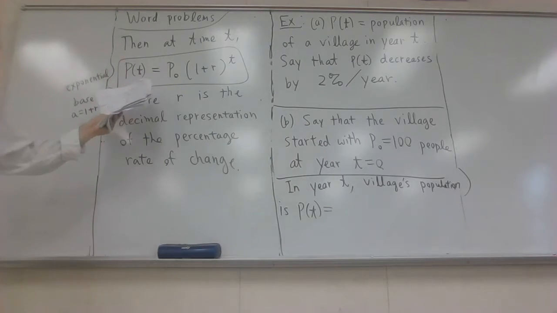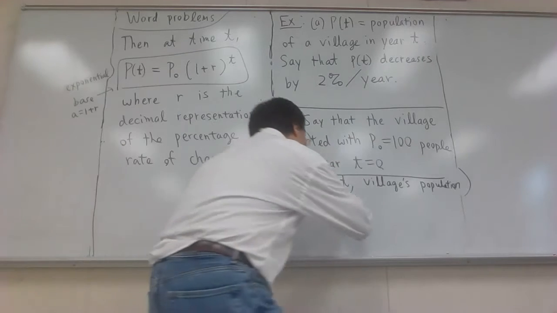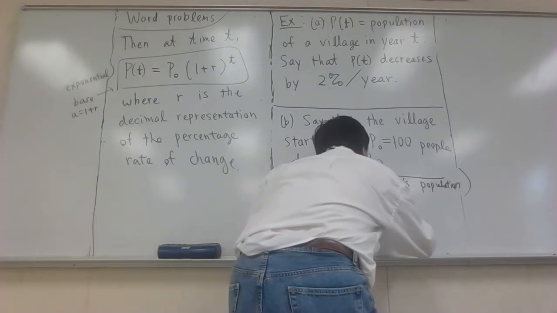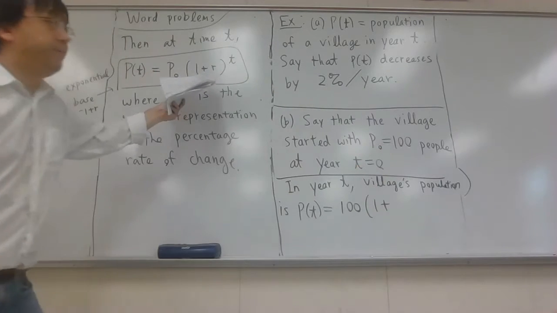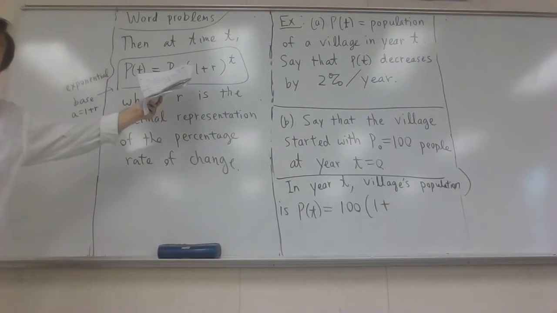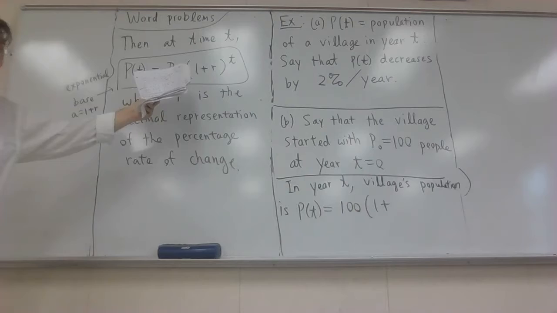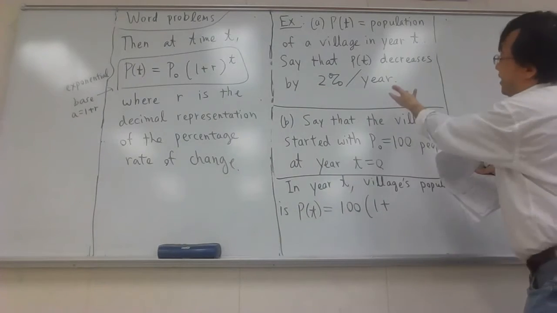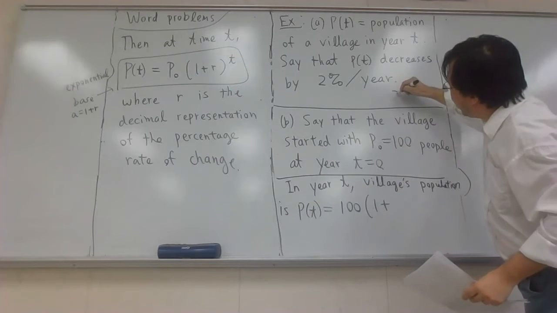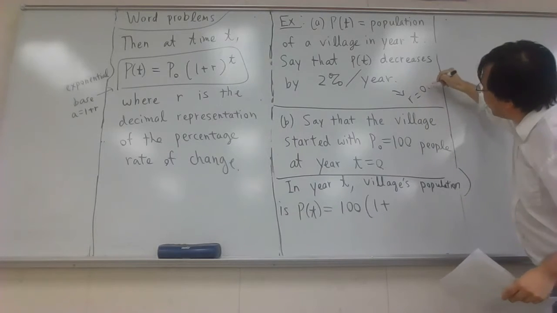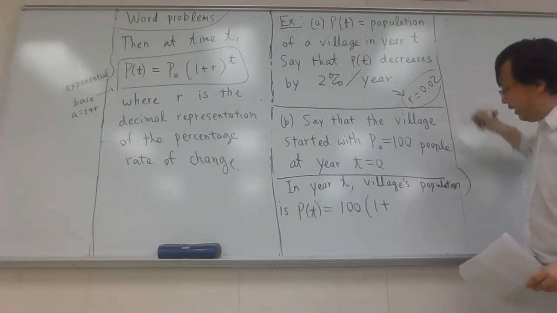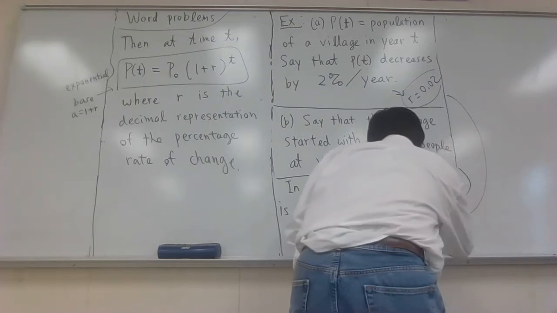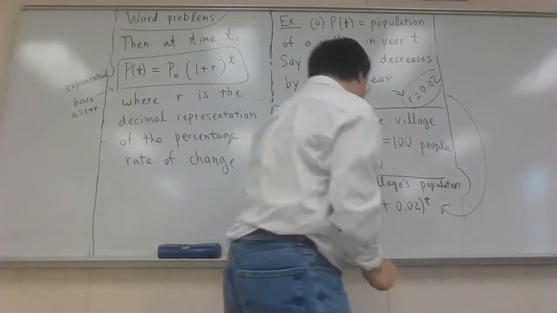Okay, so it's the initial quantity, the initial population, the population at time t equals 0, which is 100, times 1 plus r. R is the decimal representation of the percentage rate of change, the percentage change per unit time. Well, we know that it changes by 2% per year. So since it's increasing by 2% per year, that means that the decimal representation is 0.02, right? So then put that down here. So it's 0.02 to the power of t.